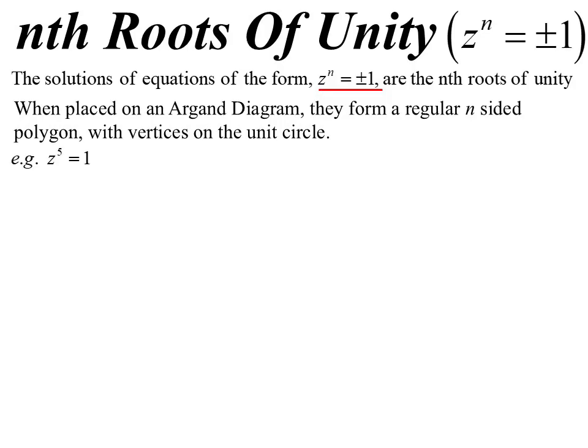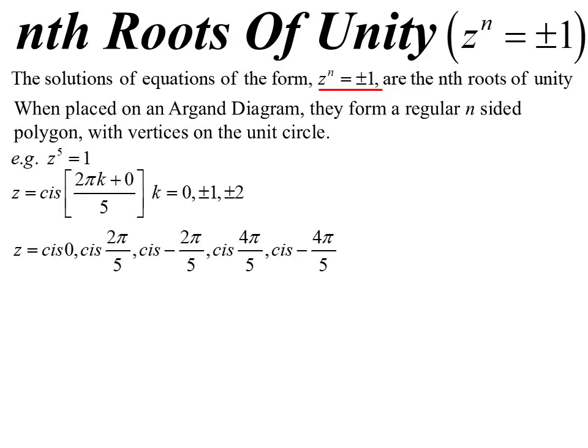So z to the power of 5 is equal to 1. We can now use De Moivre's theorem to come up with solutions for that. 1's a real number, so I'm playing with the conjugates there. I'm going plus or minus 1, plus or minus 2, but remember all you need is, in this case, 5 consecutive numbers. So I'll get cis 0, 2 pi on 5, minus 2 pi on 5, 4 pi on 5, minus 4 pi on 5.